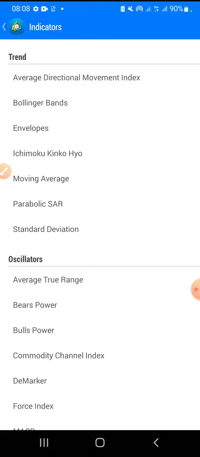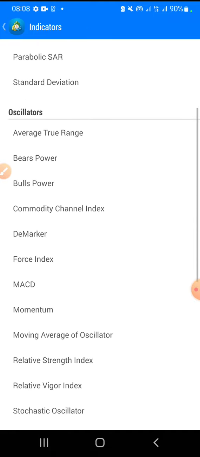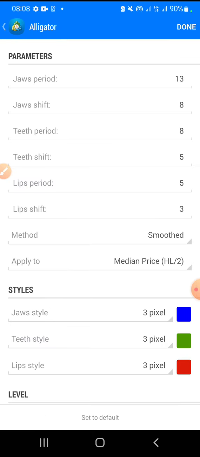So I'm going to click on indicator window 1, and then we're going to get our alligator, which is down there. And this alligator is going to have the following properties: a jaws period of 13, jaws shift of 8, teeth period of 8, teeth shift of 5, lips period of 5, and lips shift of 3. The method is going to be smoothed and then applied to medium price.